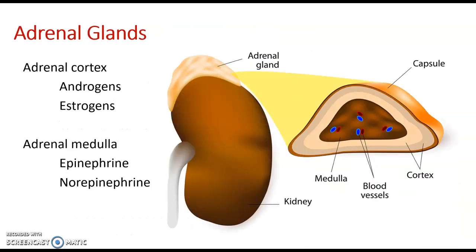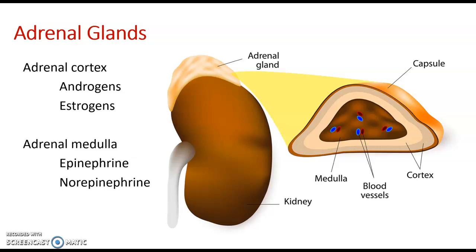The adrenal glands. The two portions of the adrenal glands, the adrenal cortex and the adrenal medulla, operate independently, similarly to the two lobes of the pituitary gland. They're called adrenal glands because they sit right on top of our kidneys. The adrenal medulla, the center portion of the gland, is under the control of the nervous system.